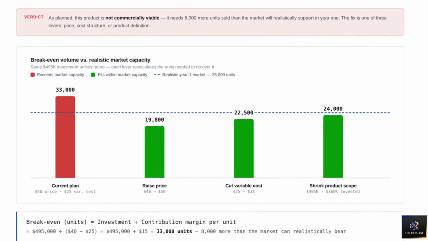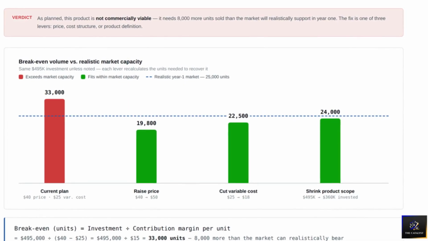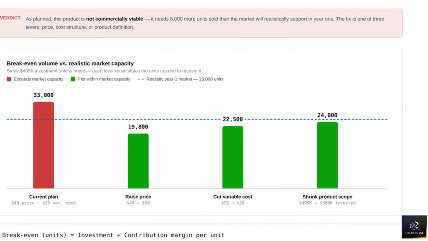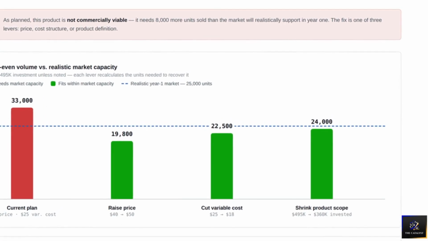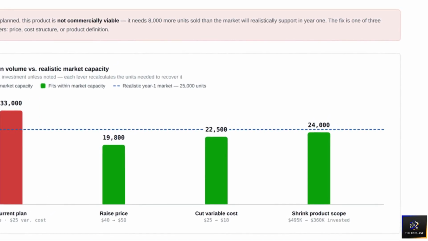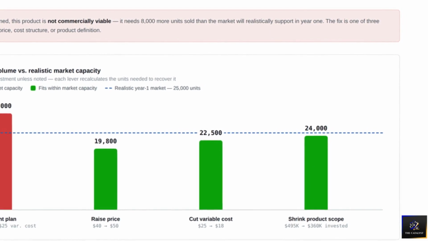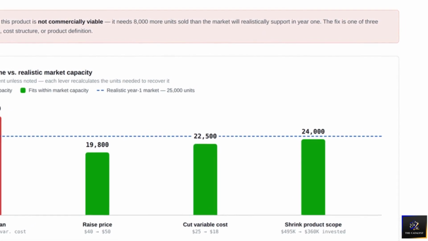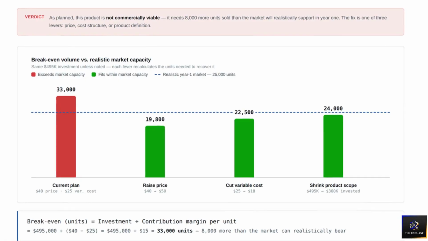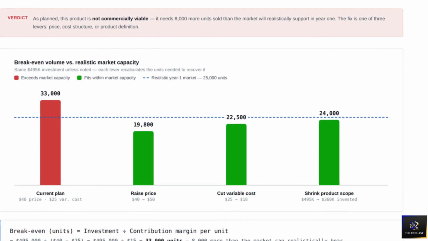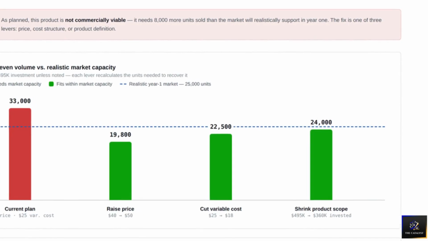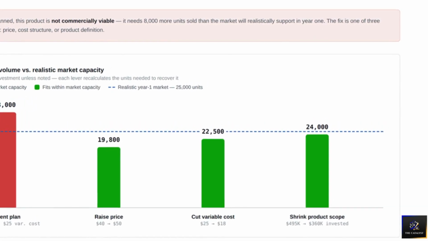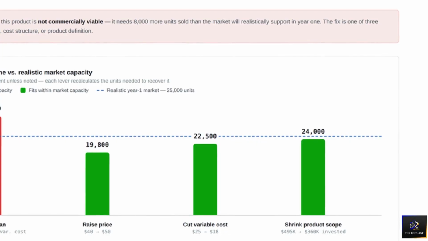Before committing to a product launch, break-even analysis answers the fundamental commercial viability question. At the price we intend to charge, and with the cost structure we expect to have, how many units do we need to sell to recover our investment? If the required volume exceeds what the market is realistically capable of providing, the product either needs a different price, a different cost structure, or a different product definition.